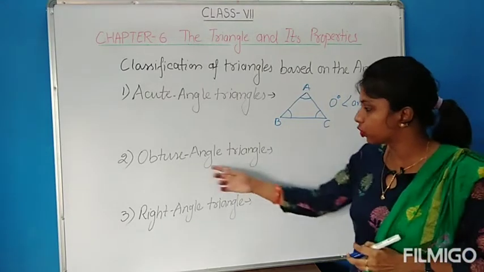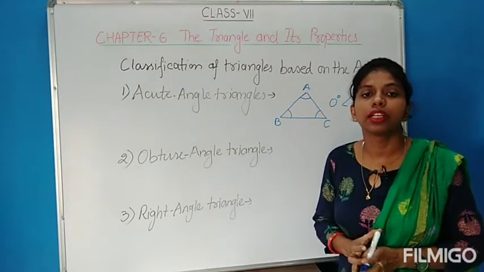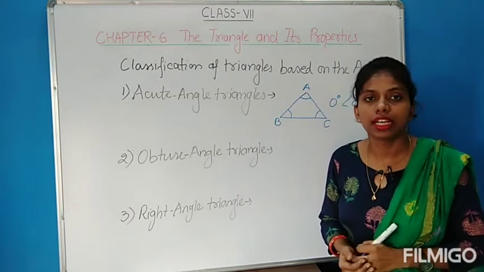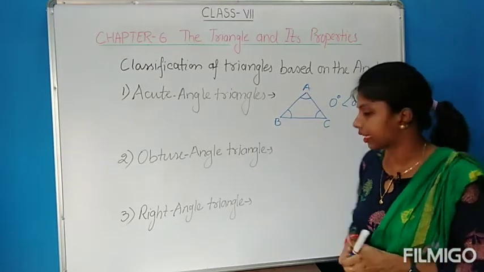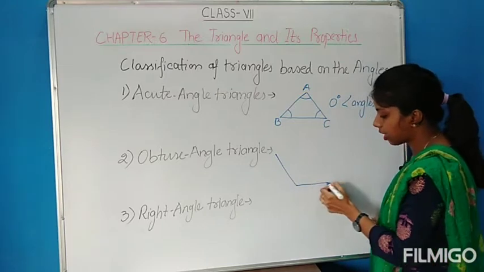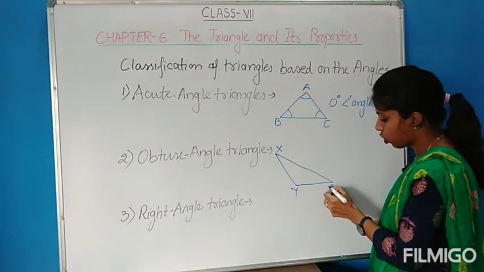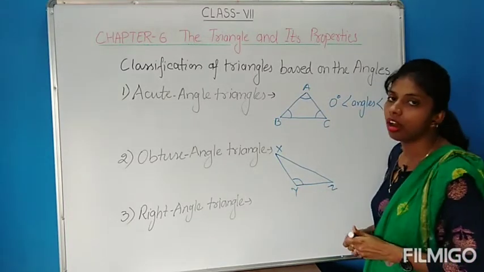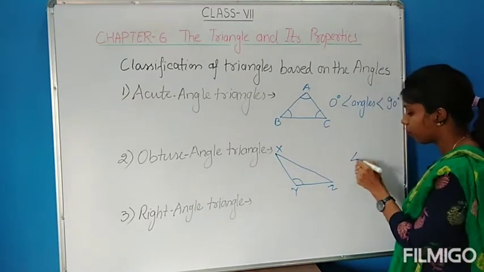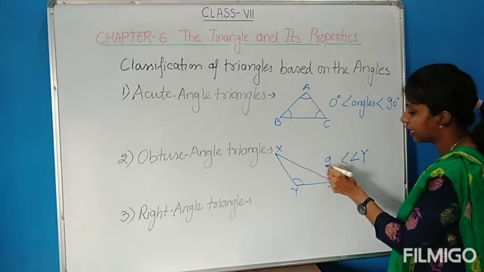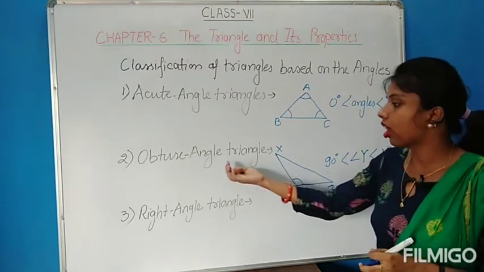Now the second is obtuse angle triangle. An obtuse angle triangle is a triangle in which one angle must be greater than 90 degrees and less than 180 degrees, which means one angle must be an obtuse angle. Now suppose I am taking an example of an obtuse angle triangle. Suppose this is a triangle XYZ. So here one angle must be an obtuse angle. Suppose Y is the obtuse angle, which means angle Y is greater than 90 degrees and less than 180 degrees. So this is an obtuse triangle.